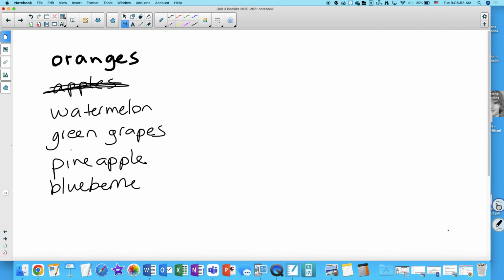And then we need something purple. What's that? Eggplant. That's not a fruit. It sort of is, though, because it has seeds, right? Purple grapes? We could do purple grapes. Or plums, maybe? Plums?